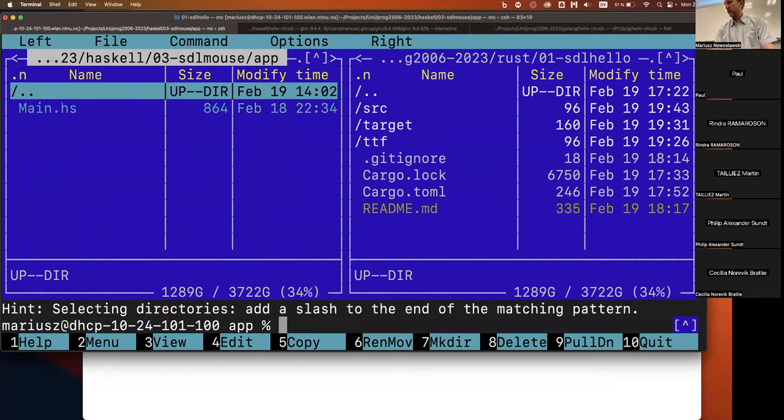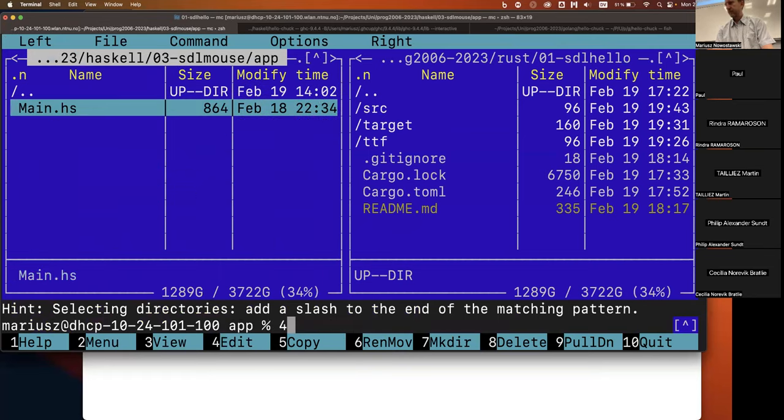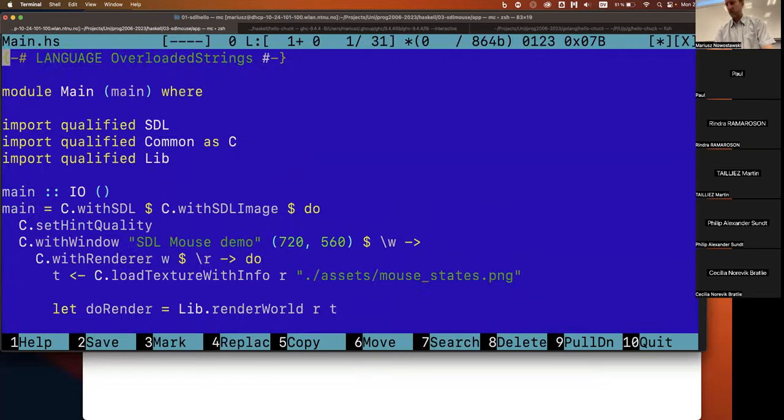So if you go to the main, you will see that in main, we say withSDL, do, and then we're doing the logic, right? So we try to abstract away some of the boilerplate by a function, and then pass to that function the operations that are actually the essence of what we want to do, right?